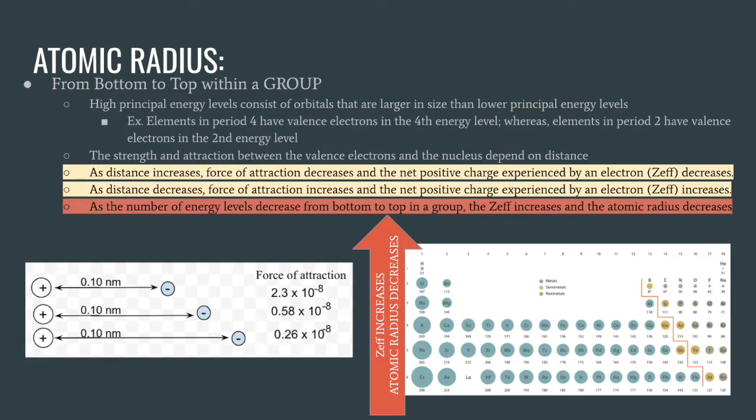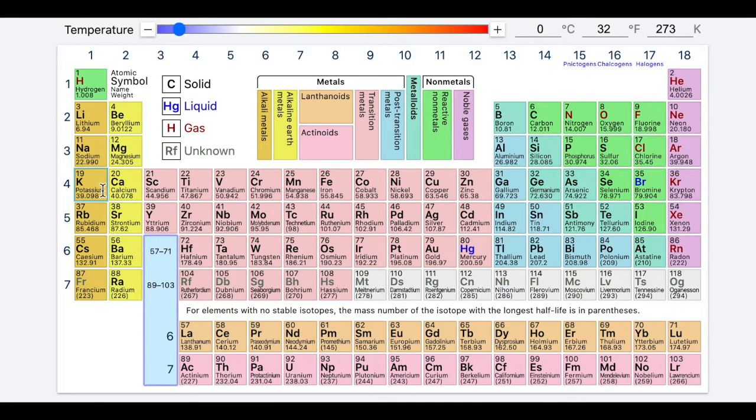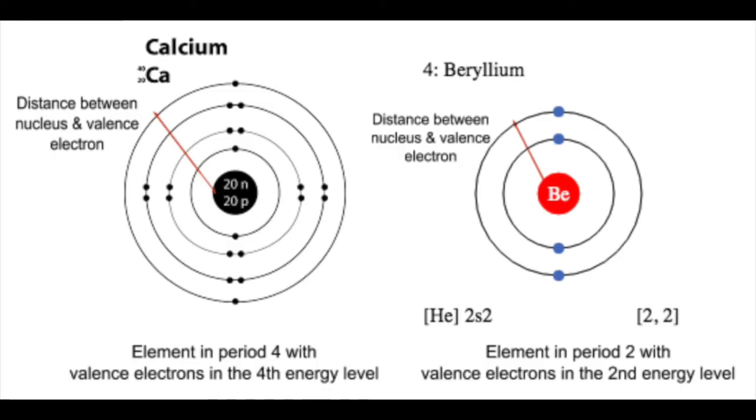Now let's look at how atomic radius trends from bottom to top within a group. We said that elements within a period have valence electrons in that same energy level. For example, elements in period 4 have valence electrons in the 4th energy level, whereas elements in period 2 only have valence electrons in the 2nd energy level. That means that for elements in the higher energy levels, the distance between the valence electrons and the nucleus is going to be greater. Elements in period 4 are going to have a greater distance between the protons and electrons versus elements in period 2. And so the strength of attraction between the valence electrons and the nucleus depends on this distance.